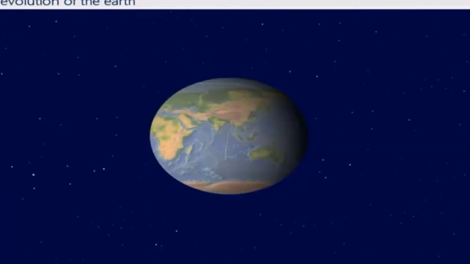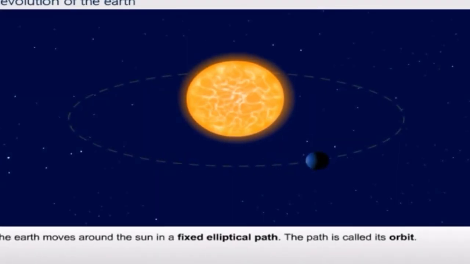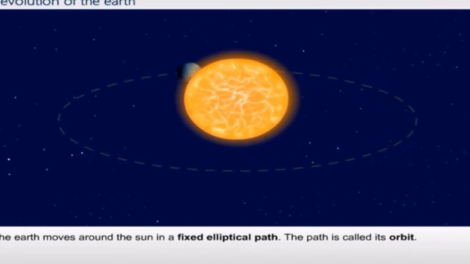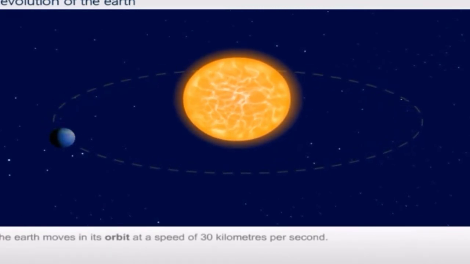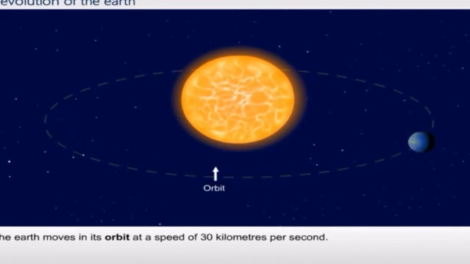Here, let us see the revolution of the earth. The earth moves around the sun in a fixed elliptical path. The path is called its orbit. You have witnessed it in the picture also. The earth moves in its orbit at a speed of 30 kilometers per second. See this orbit, how the earth is moving.